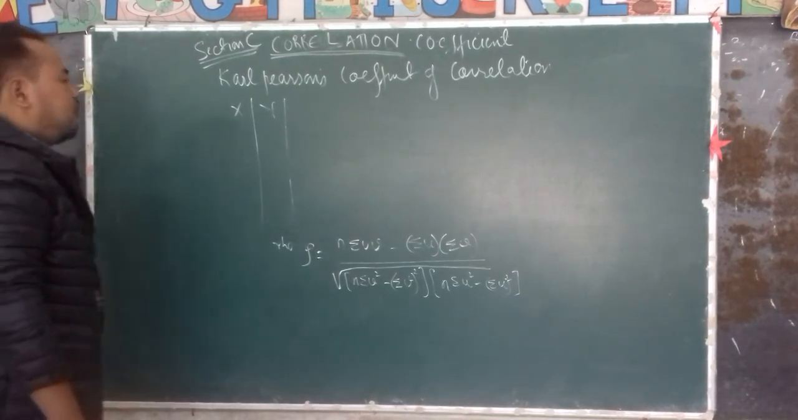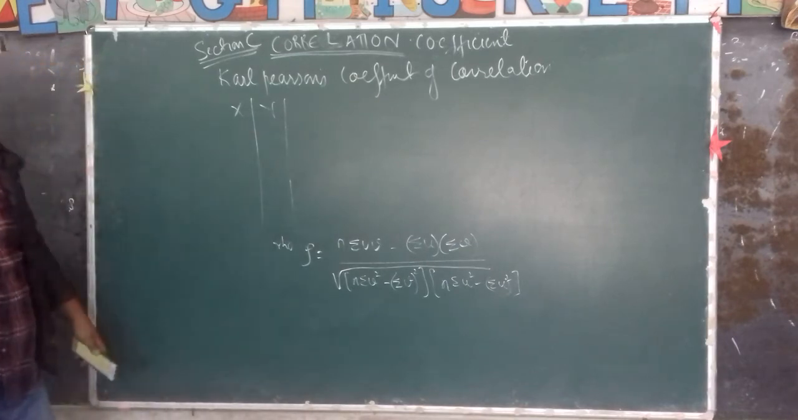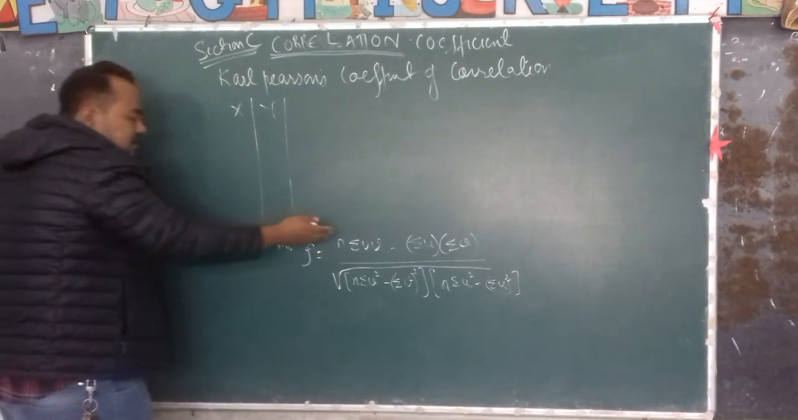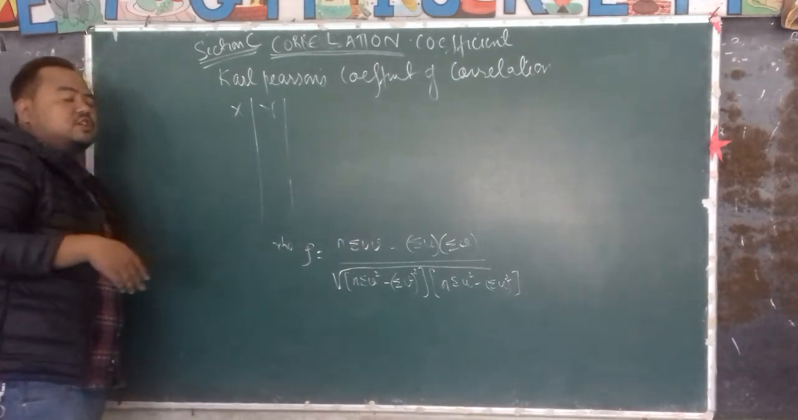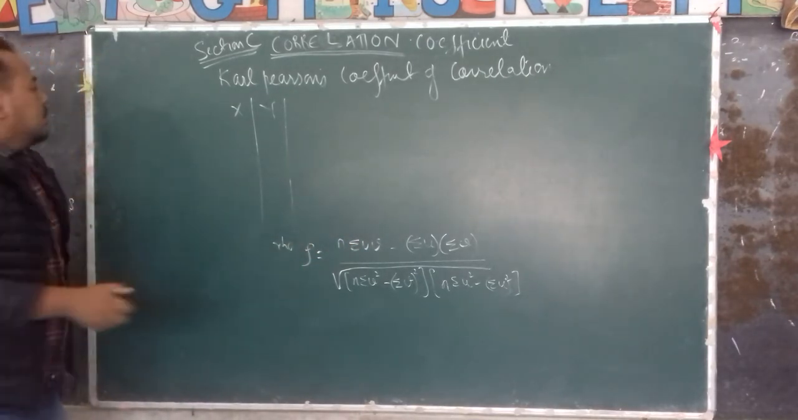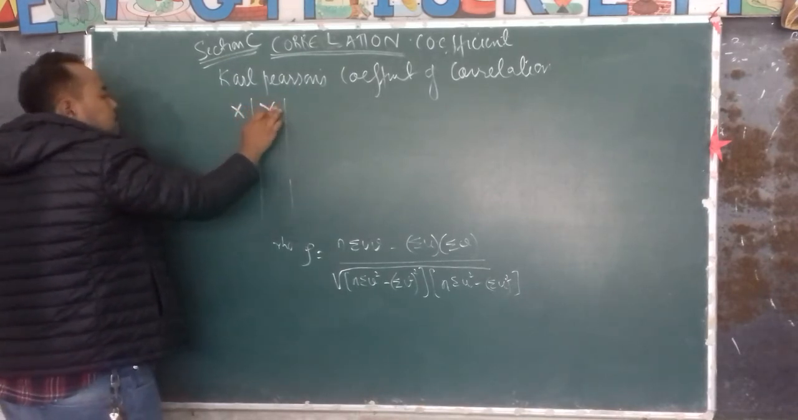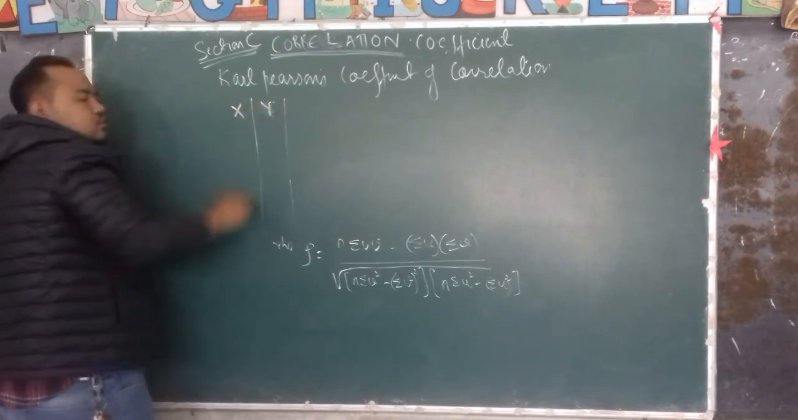Now using this formula, I'll teach you how to construct the table. So the value of x and y will be given. The formula is in terms of u and v. Why have we changed it into u and v? Because the values of x and y will be a bit large. So we don't want the calculation to be big.